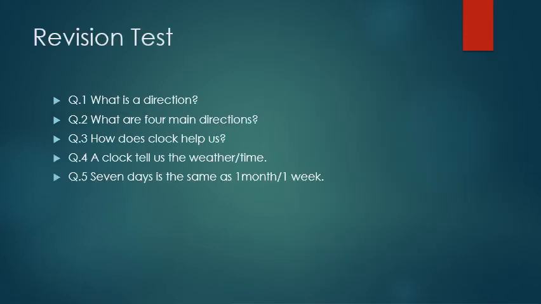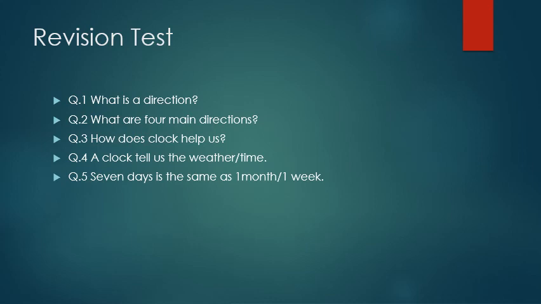So students, we have revised the chapter. Now here is a short revision test for you. You have to do this test in your EVS copy and you will also write down the questions. First, what is a direction? Copy down the question and then write down the answer. Second, what are the four main directions?